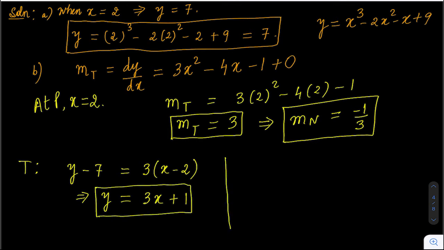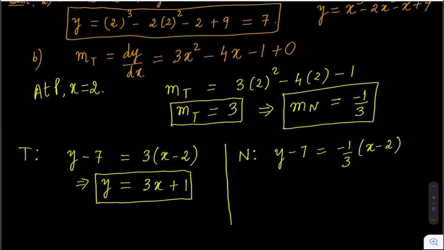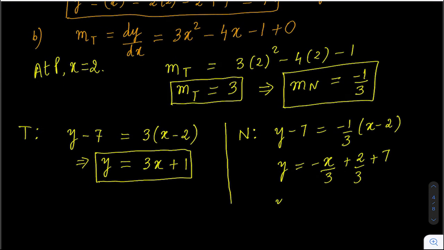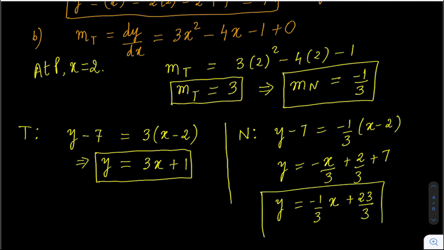So now let's write normal. Same way, y minus y1 is equal to m, that is minus 1 over 3 times x minus x1. So this is my normal equation. Let's write this. This is minus x over 3, and this is plus 2 over 3 and plus 7. And remember, we have to write this in the form of mx plus c. So this is my mx. What will be this? 21 plus 2 is 23 by 3. So this is my answer for normal.